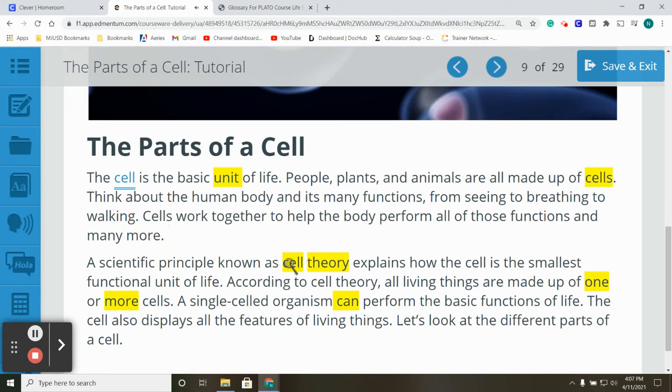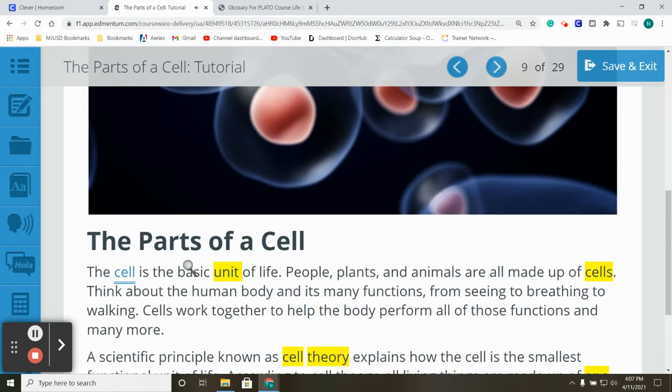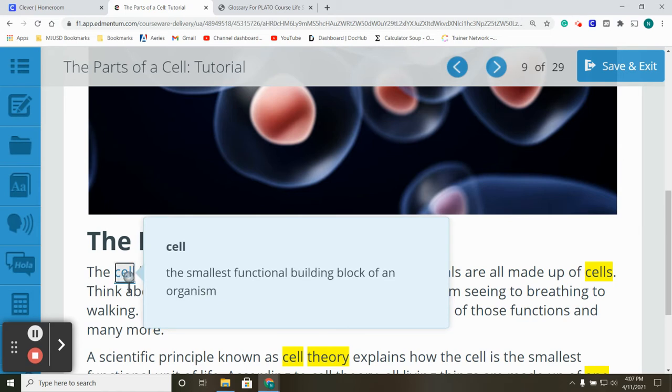A scientific principle known as cell theory explains how the cell is the smallest functional unit of life. According to cell theory, all living things are made up of one or more cells. A single-celled organism can perform the basic functions of life. The cell also displays all the features of living things. Let's look at the different parts of a cell. The definition of a cell: the smallest functional building block of an organism. Cell.